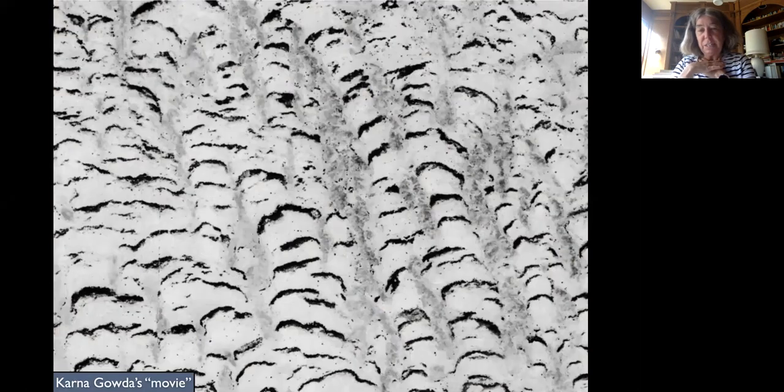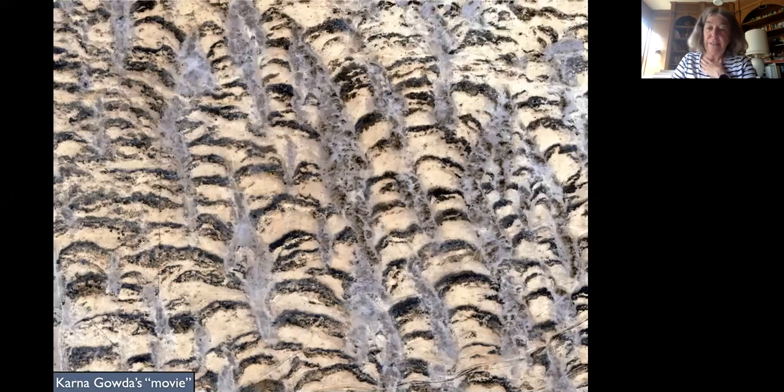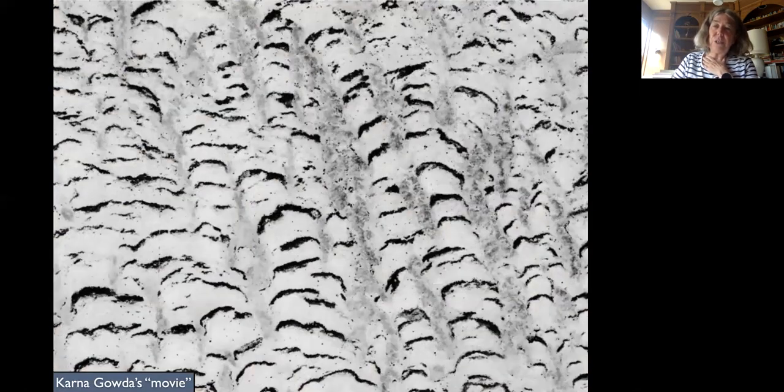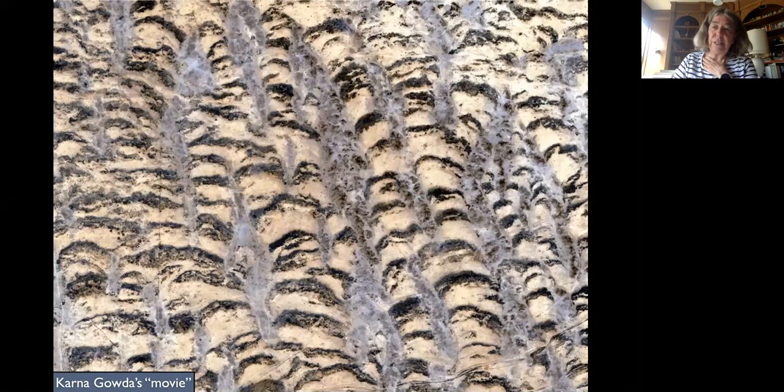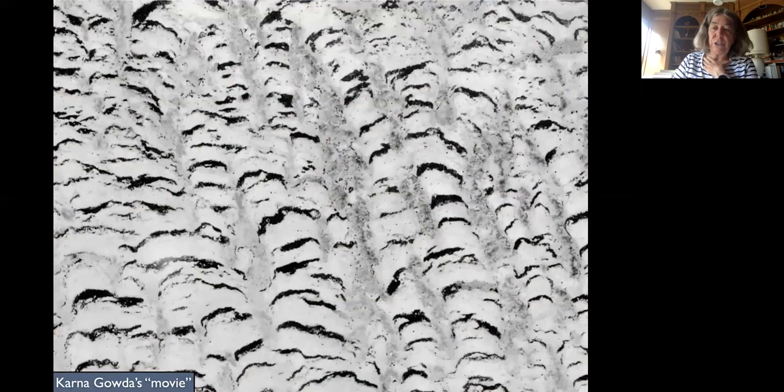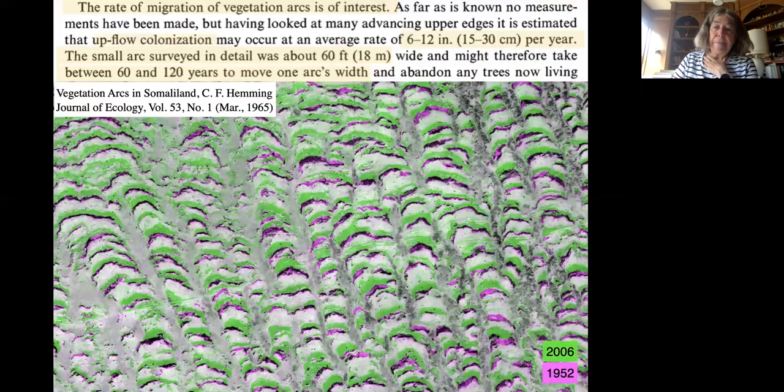Okay, so he spent a lot of time just staring at these, trying to see what change can I see? What is possible? What could I detect? And actually, it's pretty robust that there was not a lot of change in this particular one. And here is a false color overlay of the 1952 image and the 2006 image.